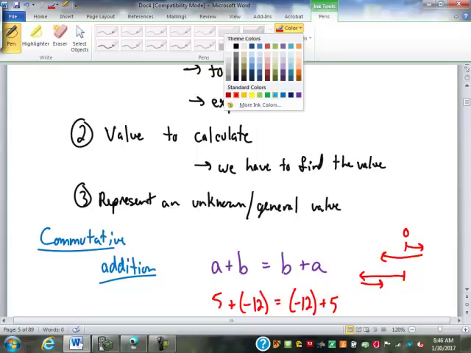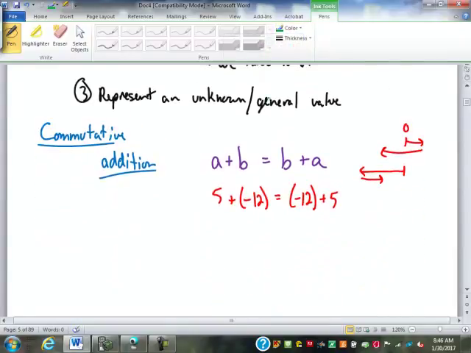That property also applies, by the way, for multiplication. A times B equals B times A. We looked at that a little bit last week when we looked at 5 times a negative 3. The definition of multiplication doesn't allow us to take 5 and add it to itself negative 3 times. So we had to switch that around and say, okay, that's negative 3 times 5. We're taking negative 3 and adding it to itself 5 times. That makes more sense.